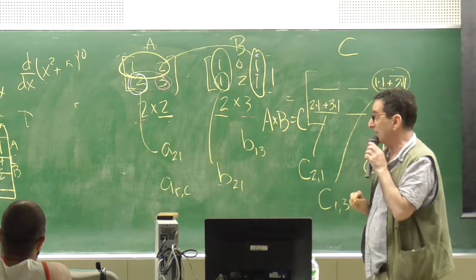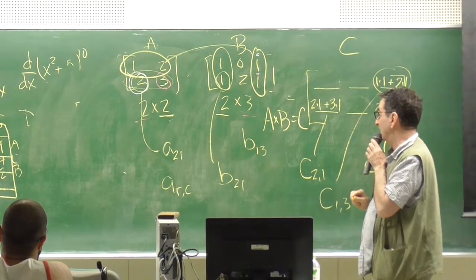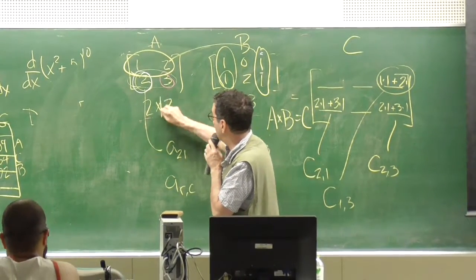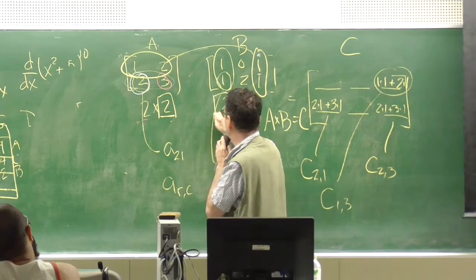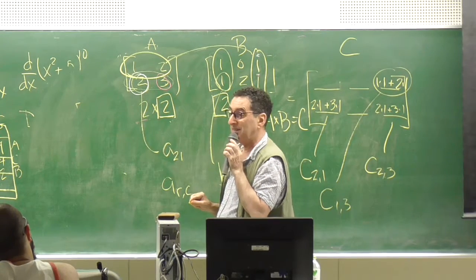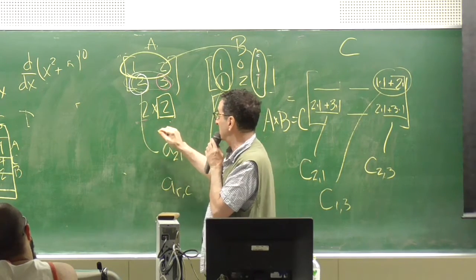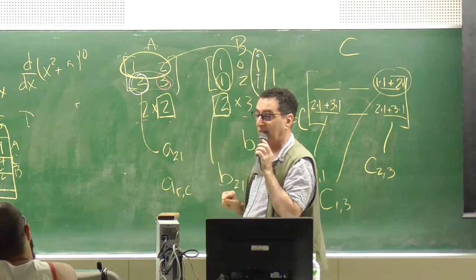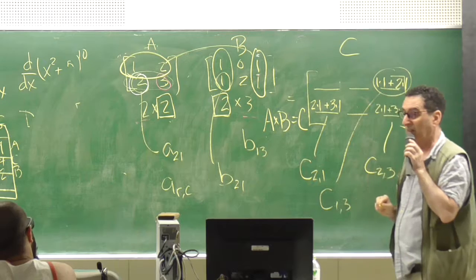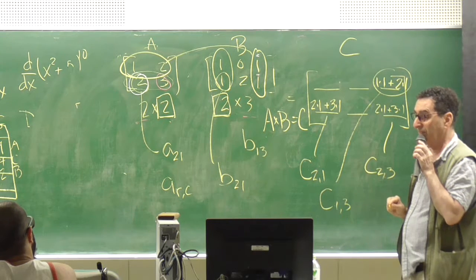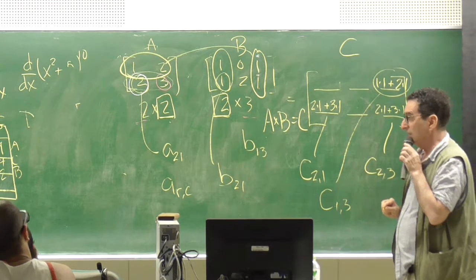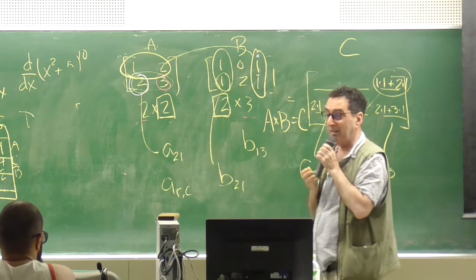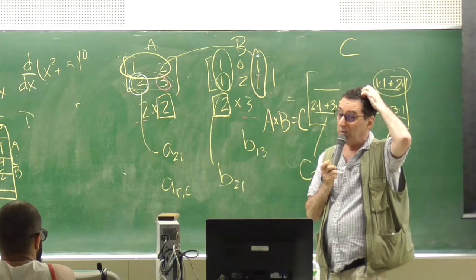Okay, so anyway, that's how we define matrix multiplication. Once again, these two have to match to multiply matrices. And then the size of the resulting matrix will come from the outside dimensions. Okay? Is this clear?